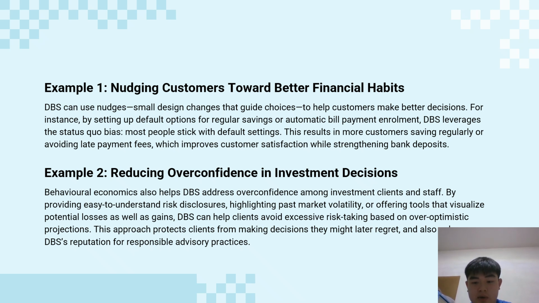For the second example, we're reducing overconfidence in investment decisions. DBS mitigates client and staff overconfidence by providing clear risk disclosure and visualization tools showing potential loss alongside gains. This helps avoid excessive risk-taking born from optimism, protecting clients and enhancing DBS's advisory reputation.